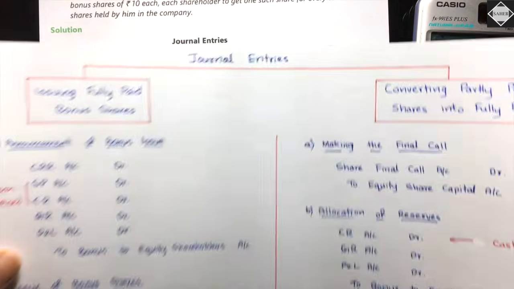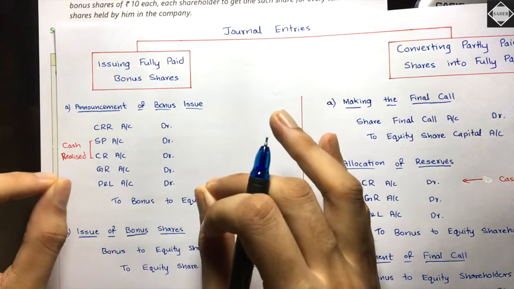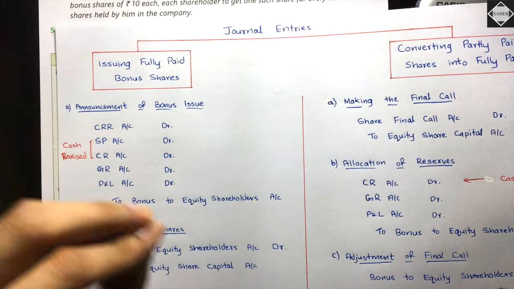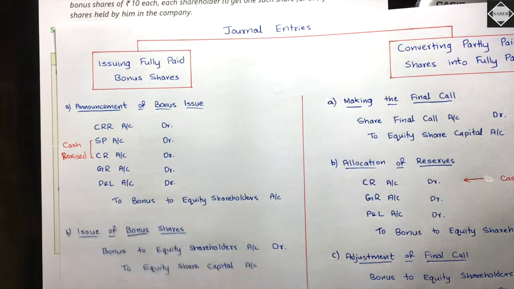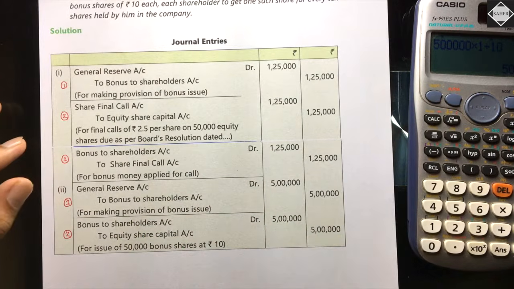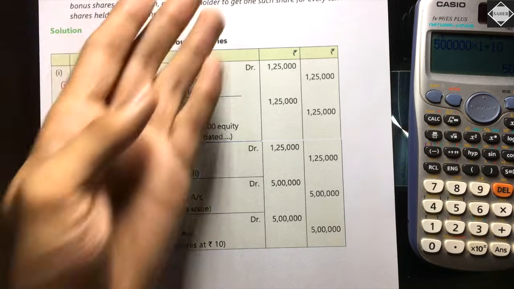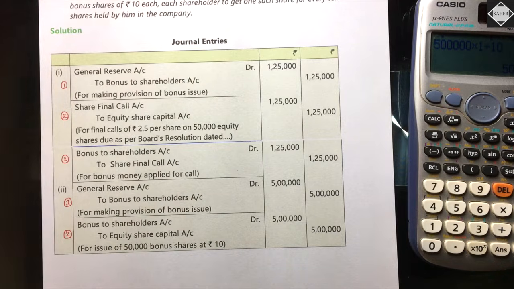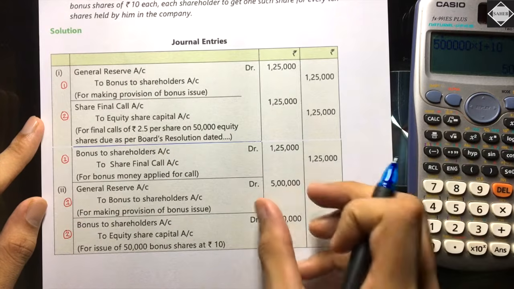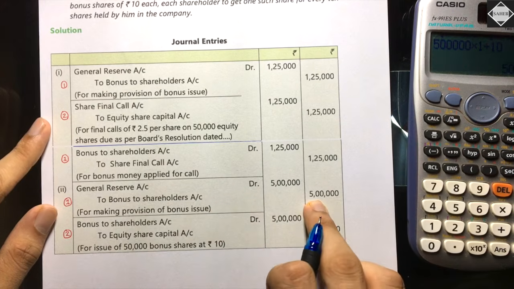The first entry is we utilize the reserves. At the time of announcement of bonus, from the accounting perspective, we have to decrease the reserve and transfer the value to bonus to equity shareholders account. So that is what they have done. General reserve account debit 5 lakh. There is no CRR, there is no SP, there is no CR. So directly they have told you general reserve only. So general reserve account debit 5 lakh. The value of the bonus you have to take 5 lakh to bonus to shareholders account 5 lakh, right?